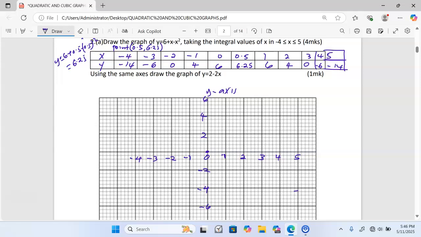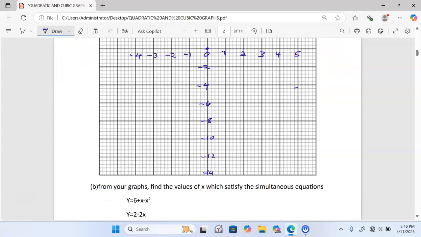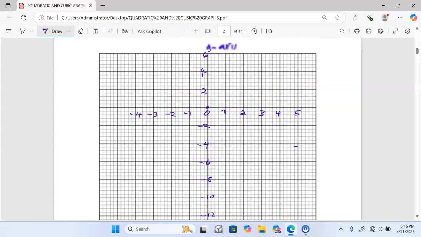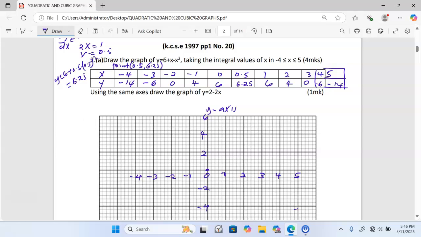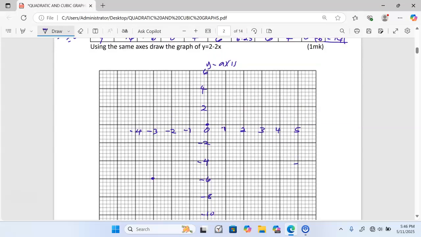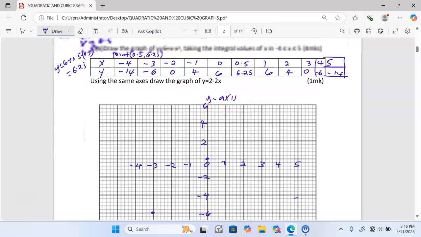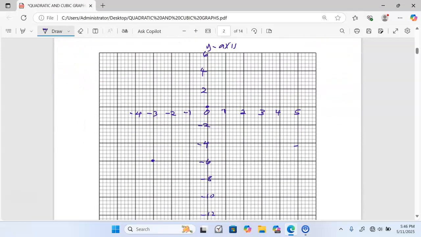When x is -4, y is -14 at this point here. When the value of x is -3, y is -6, -3, -6 is here. When the value of x is -2, it is 0 at this point here.